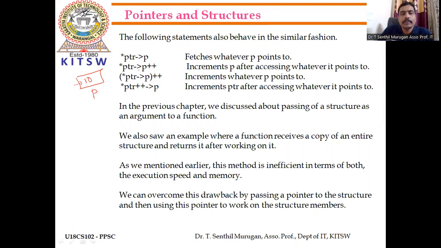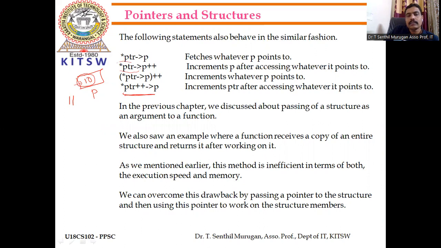Okay, second one: asterisk pointer arrow P plus plus. What happened? It increments P after accessing whatever it points to. So it is pointing to some value, and after that, the P value will be incremented. If you are using brackets, then plus plus increments whatever P points to. So if it is pointing to 10, it will be incremented to 11. Why? Because it is pointing to the P location, and that value will be incremented.